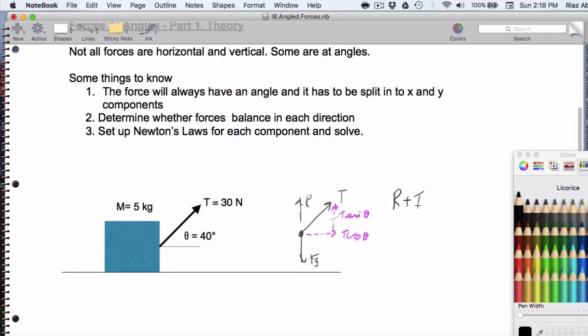So R plus T sine theta minus Fg equals 0 is one of our equations. And the other equation is T cosine theta makes the mass accelerate. We're not in equilibrium. So our goal in this problem is to solve for the reaction force and the acceleration. I should have made that clearer sooner.